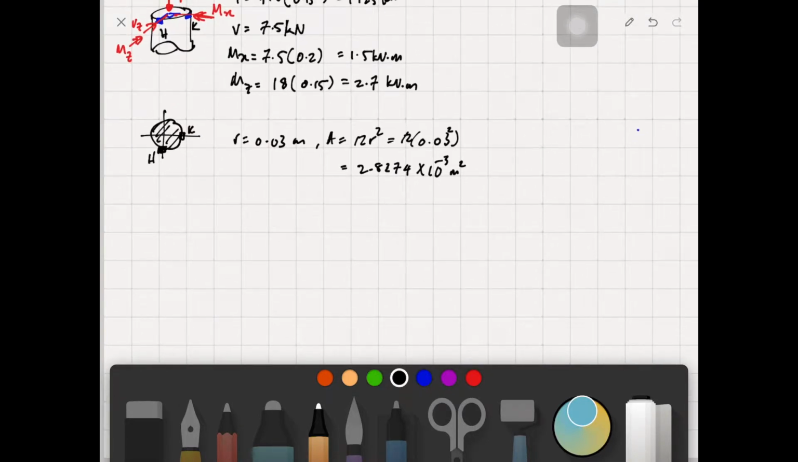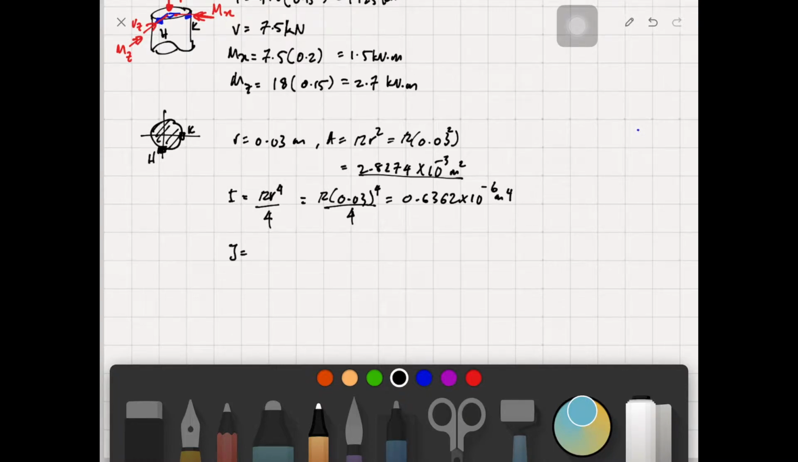And next, the moment of inertia or second moment of area. Don't forget the formula for this. This is pi r to the power of 4 over 4, right? We discussed this in the introduction of this revision. We have pi times 0.03, again the radius, to the power of 4 divided by 4. So we have the value for I as 0.6362 times 10 to the power of -6 meter to the power of 4.